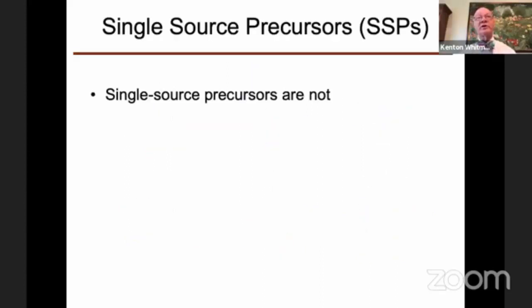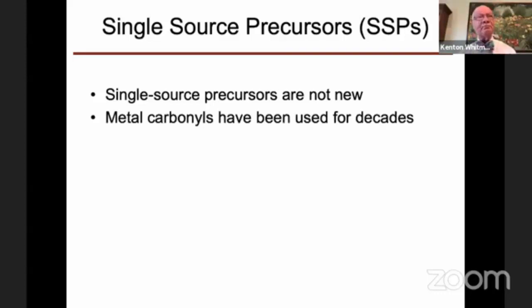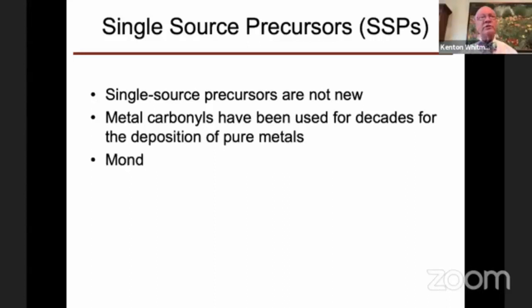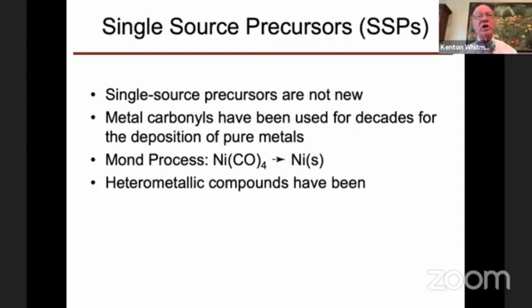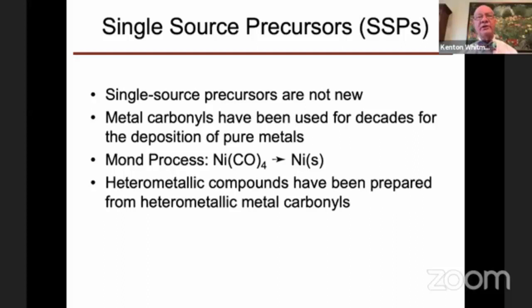Single source precursors are not new. They've been known for a very long time, for decades, in fact. This technology was used for making pure nickel. So if you're familiar with nickel carbonyl, it's a volatile material that will decompose on heating to nickel metal, and it gives very pure nickel metal.